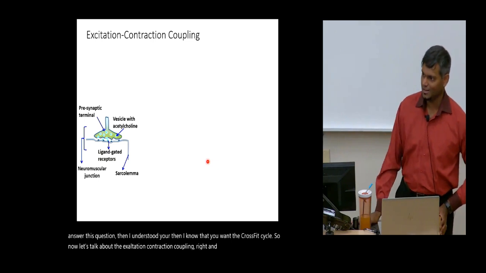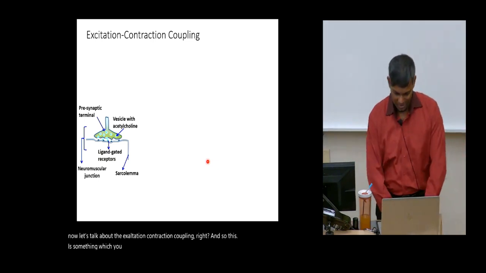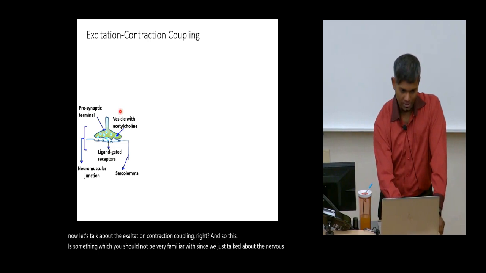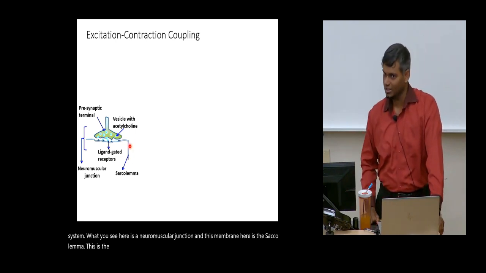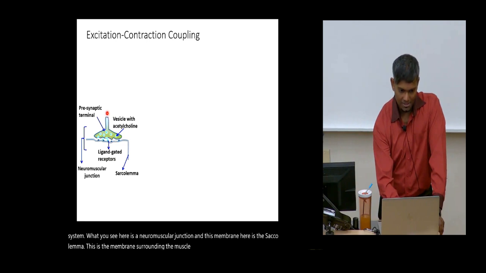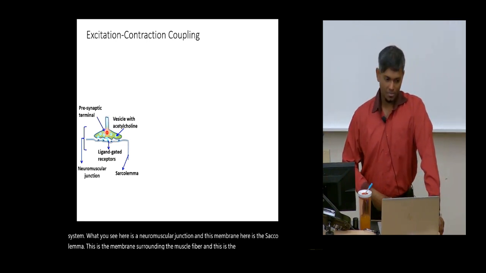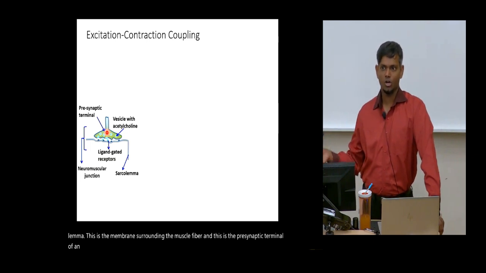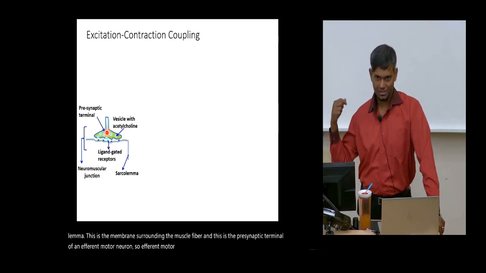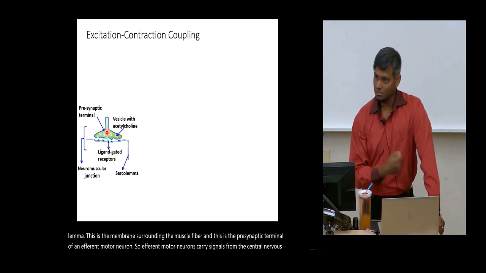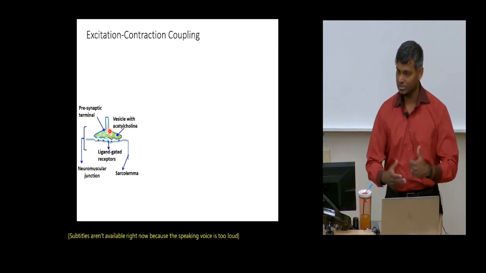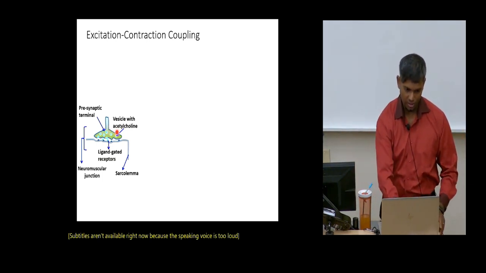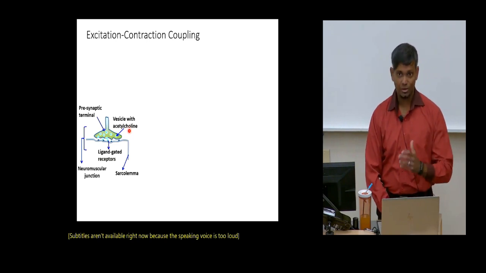And so this here is something which you should all be very familiar with, since we just talked about the nervous system. What you see here is a neuromuscular junction, and this membrane here is the sarcolemma. This is the membrane surrounding the muscle fiber, and this is the presynaptic terminal of an efferent motor neuron. So efferent motor neurons carry signals from the central nervous system to the muscle, causing it to contract.